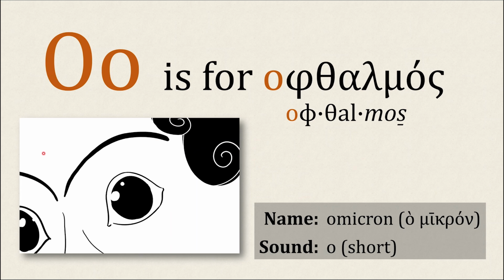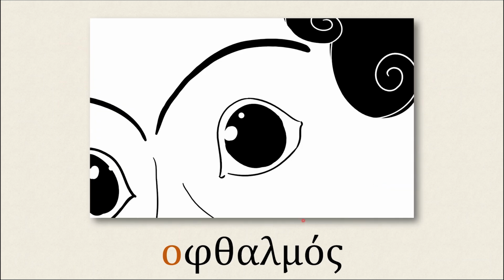Now we'll learn those letters. O is for ophthalmos. Ophthalmos means eye. Ophthalmologist is a person who studies eyes or helps you with your eyes. The name of this letter is omicron. It makes a short O sound. There will be a long O sound at the end of the alphabet.